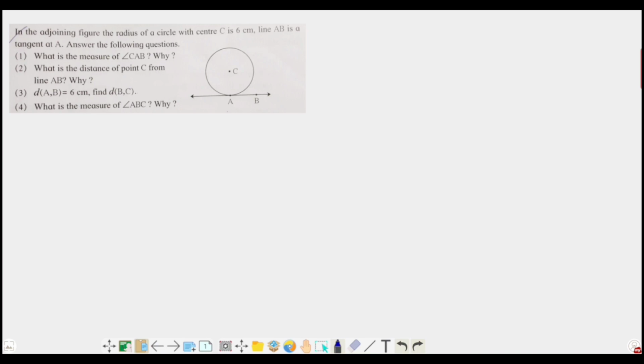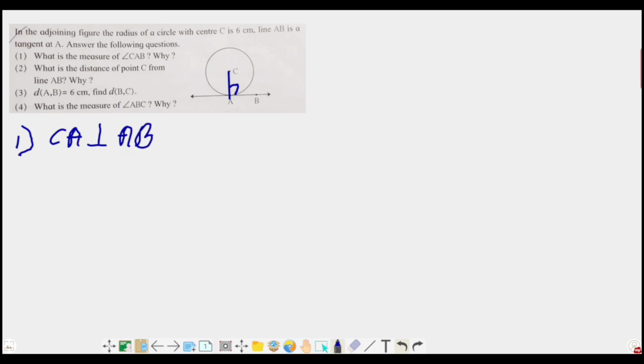Now students, let's solve the sum based on whatever concept I explained in the previous video. In the adjoining figure, the radius of the circle with center C is 6 centimeter. Line AB is tangent at A. Answer the following. Now, when you join C and A, it is the line joining the center and the tangent point, and you know that it is perpendicular to the tangent according to tangent theorem. So, in the first part, we can write CA is perpendicular to AB.